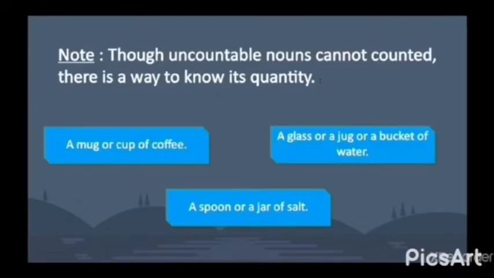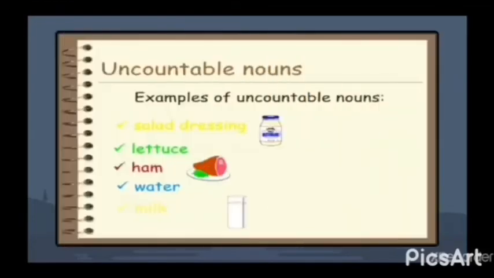I need little salt. I need some salt. You never say I need one salt. You always say I need some salt or I need little salt. You always talk about uncountable nouns using such words. Uncountable noun examples are salad dressing, lettuce, ham, water and milk.